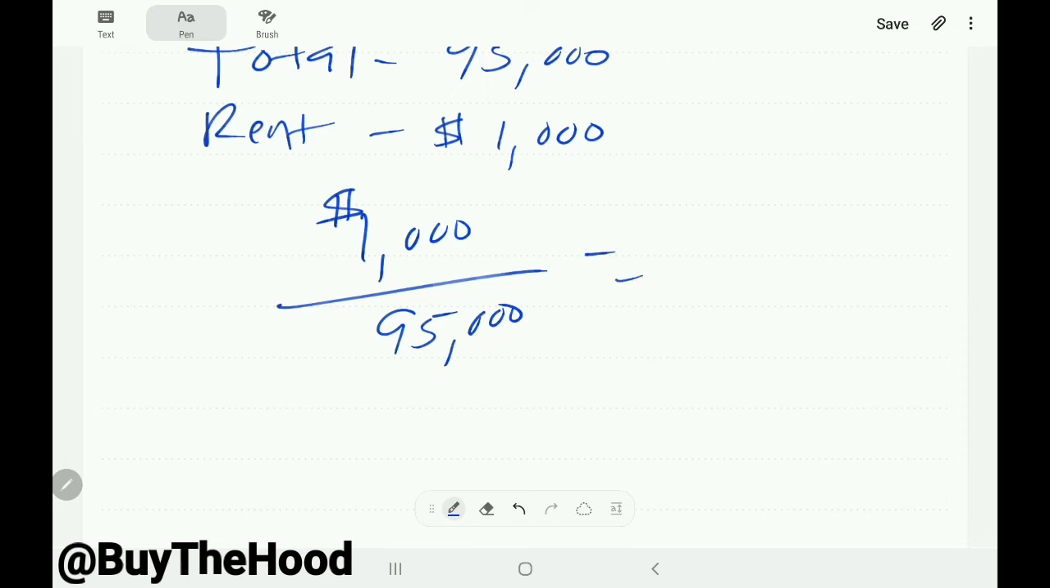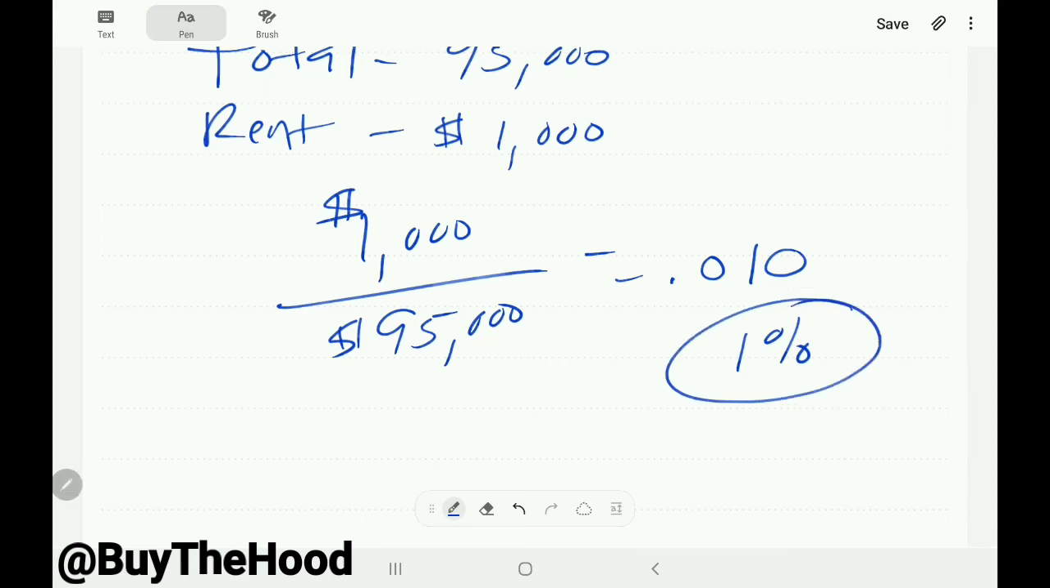And to do that math, that gives you an answer of 0.010. All right. Turn this into a percentage, that's about 1%. And here's the thing about a rent to cost, right? Cheaper properties generally have a higher rent to cost, and you should always look for something that's actually above 1%.